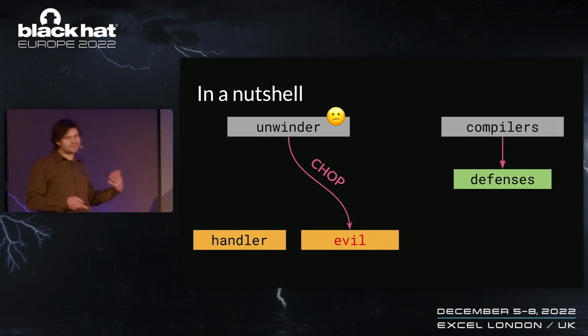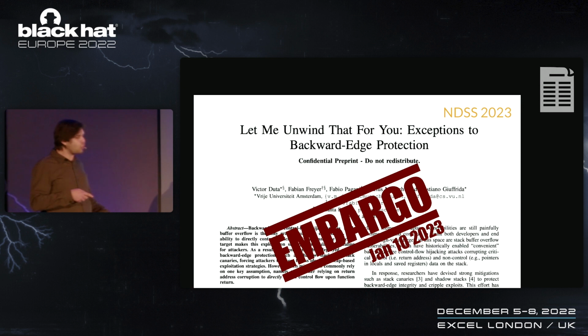Now, at the beginning of the talk, we saw that there are different control flow hijacking techniques, but there are defenses for them. Unfortunately, these defenses do not work on the unwinding path, which makes CHOP possible. We also have a paper coming out next week on this topic. If you like the talk, please read this paper as well. It's under embargo until the 10th of January.